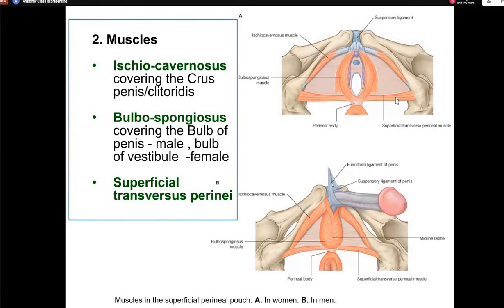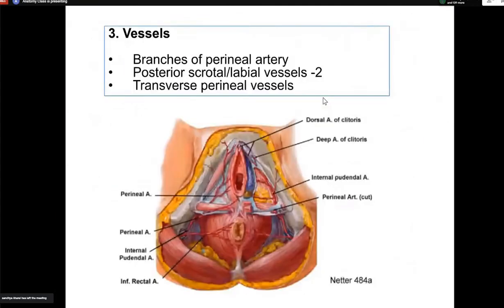Right now, no need to remember the content of the deep perineal pouch. Later on, I'll tell you. So what you have to remember over here is we have 3 different types of muscle on each side: ischiocavernosus, bulbospongiosus, and superficial transverse perineal muscle. These are the muscles present in superficial perineal pouch. Is it clear, this one? Yes, ma'am. Okay. Now next one is we have the vessels.